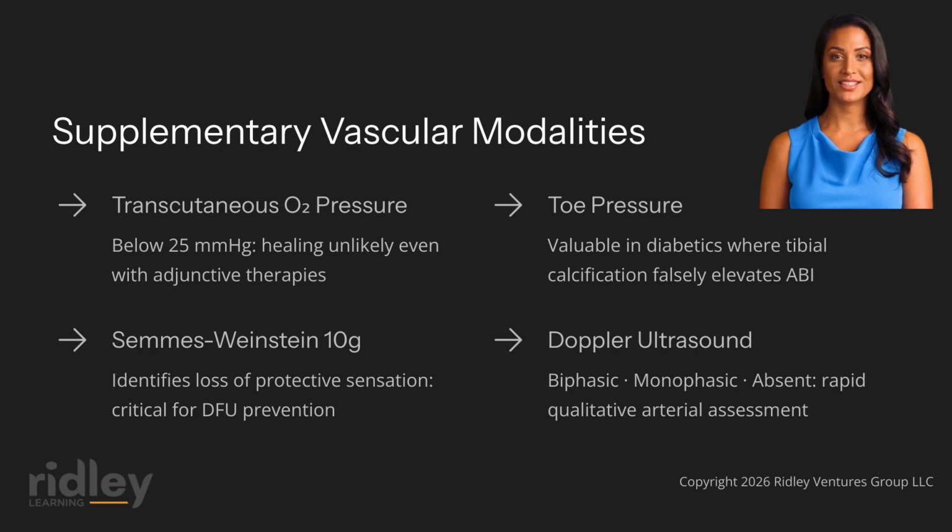Semmes-Weinstein monofilament testing at 10 grams of pressure identifies loss of protective sensation in the foot, a critical risk factor for diabetic foot ulcer development that informs both prevention strategies and footwear recommendations. Doppler ultrasound assessment of pedal pulses distinguishes between biphasic, monophasic, and absent flow patterns, providing a rapid qualitative assessment of arterial perfusion status.